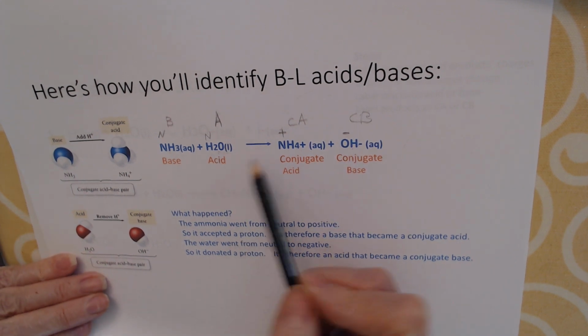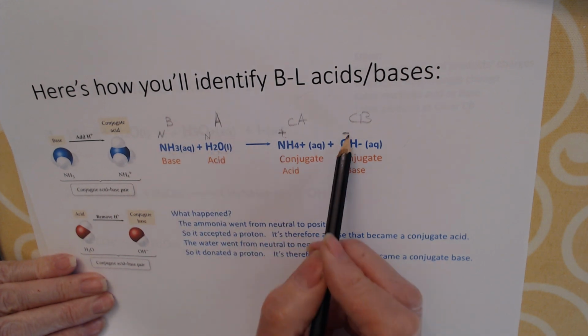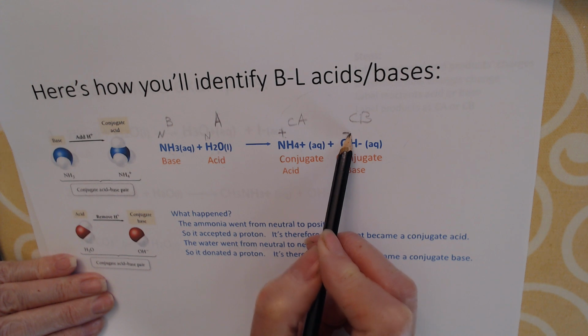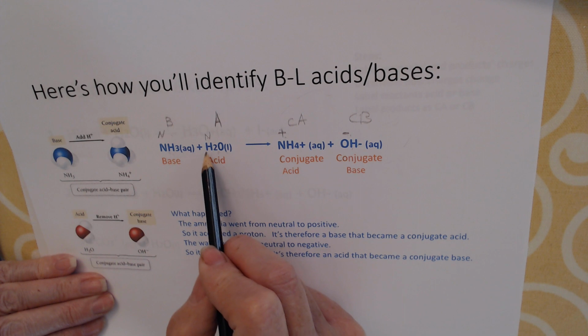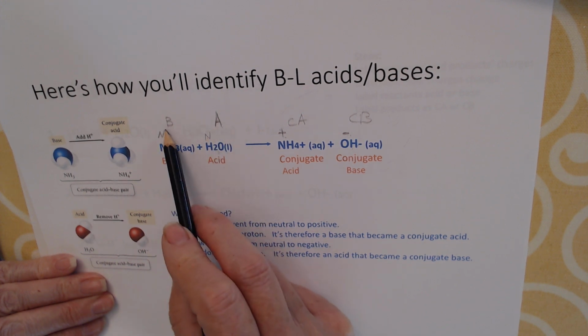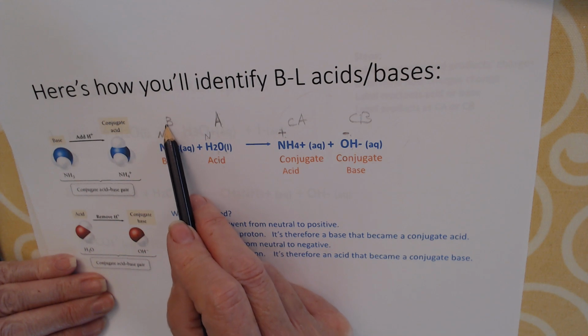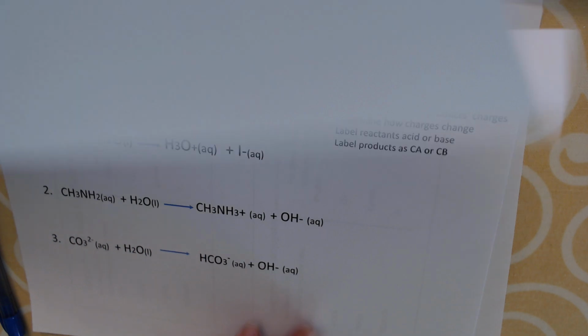Okay, so again, the first thing we do, we look and say, what's the charge on all of my compounds that are involved in this particular reaction? Then we say, who is donating? And we know that whoever is donating is the acid. Whoever is accepting, therefore, is my base. And that's how we figure those out. So let's do a couple.